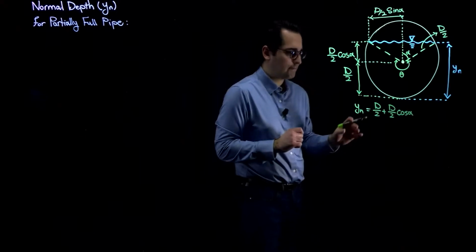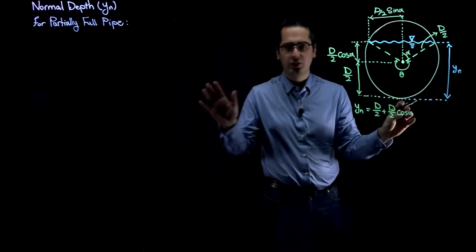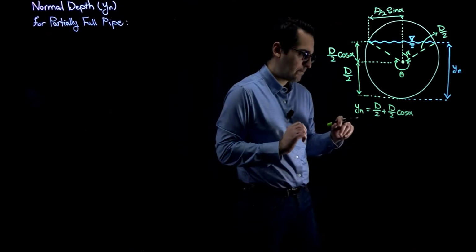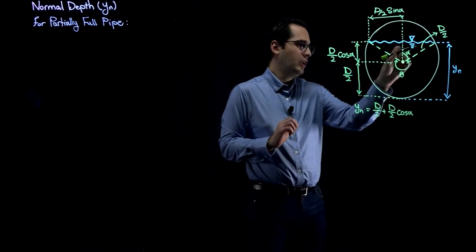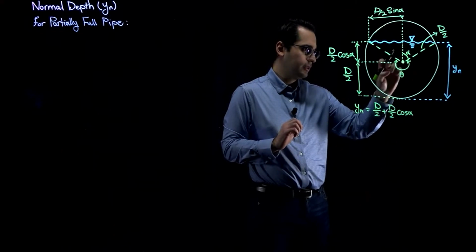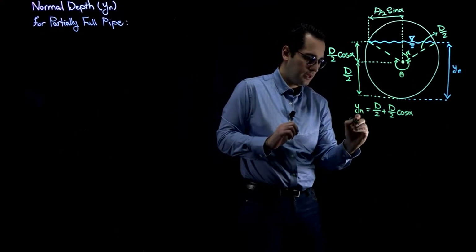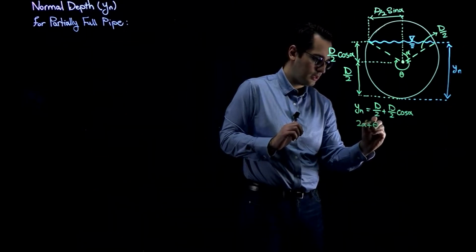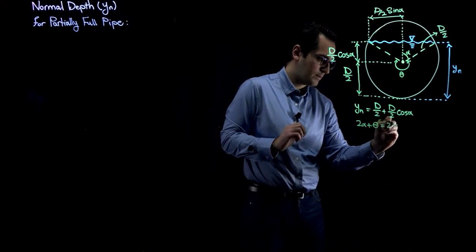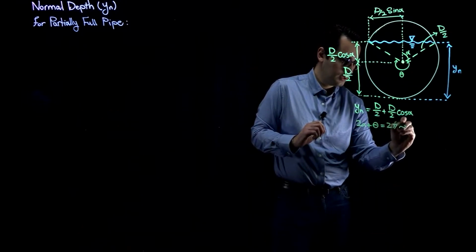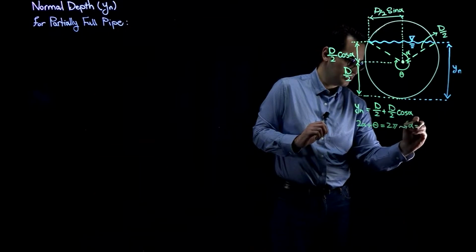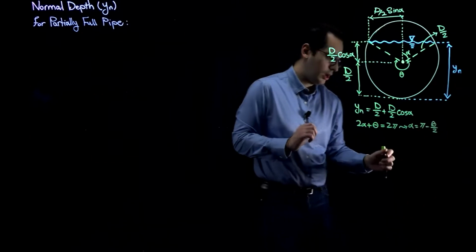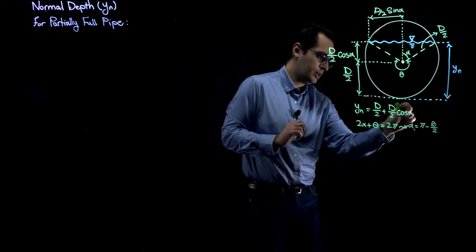Now, I'm going to convert all the alphas in all the equations that I'm going to write over here to theta. That's going to make it easier for me. To do that, I know that 2 alphas plus theta is going to be equal to 2 pi. In other words, 2 alpha plus theta is equal to 2 pi. So from this, I can write that alpha is equal to (pi minus theta) divided by 2. I can take this and put it over here.